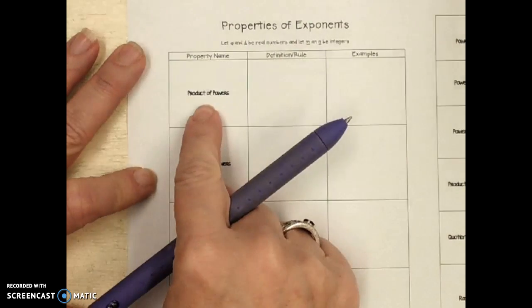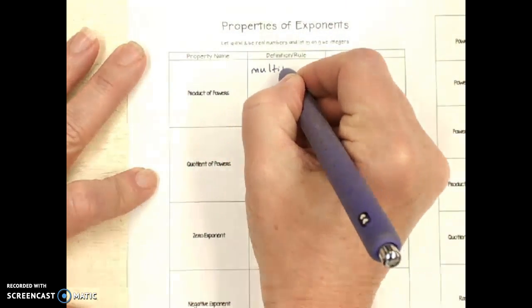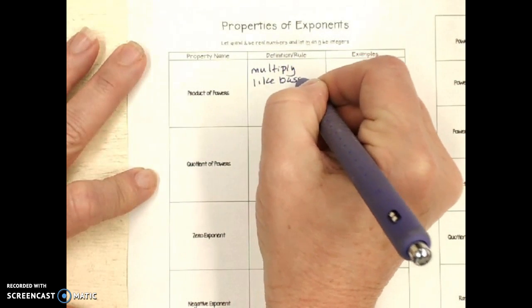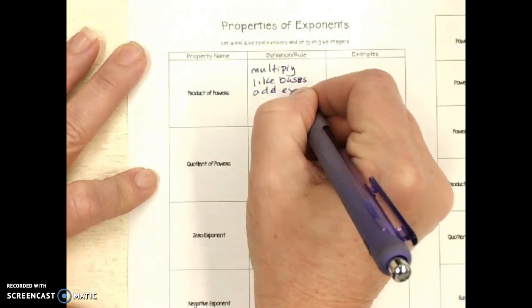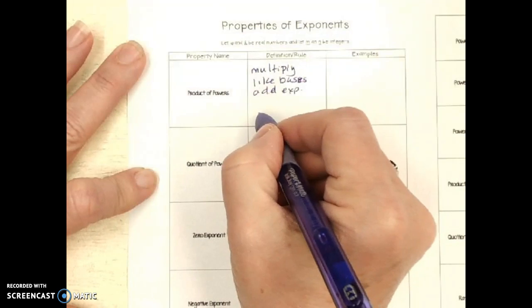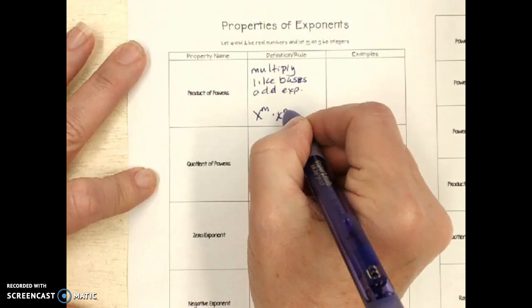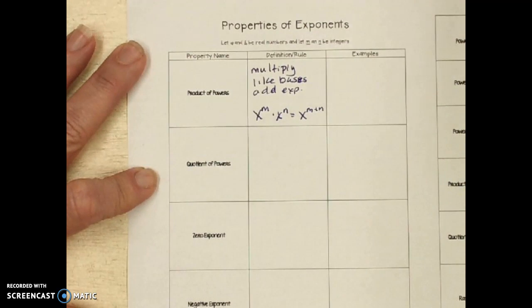So a product of powers just means that when you multiply like bases, you add exponents. And the rule looks like this. If I have x to the m times x to the n, then that gives me x to the m plus n. So let's do it with numbers now.